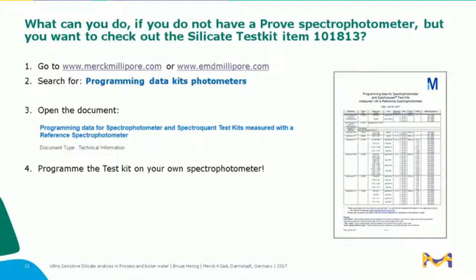What can you do if you do not have a Proof spectrophotometer? But Bruce talked about the silicate test kit today and very sensitive silicate measurement, and you just want to test it. You can go to our website, which is macmillipore.com or emdmillipore.com, and you can download our programming data for all our test kits. So the silicate test kit is also available on this list, and you just open the document, you see all the calibration data, you can program it on your own spectrophotometer, and you just go on and do your measurement.